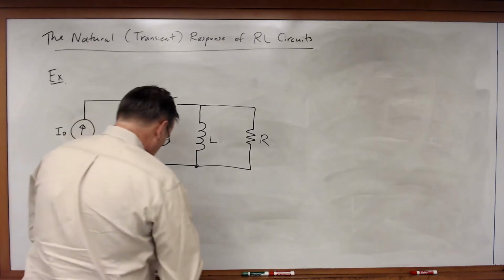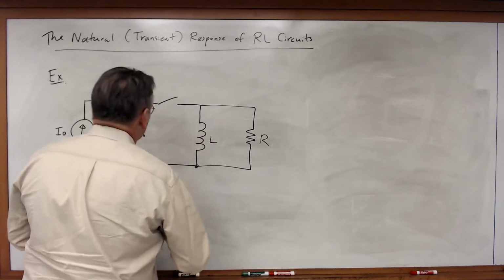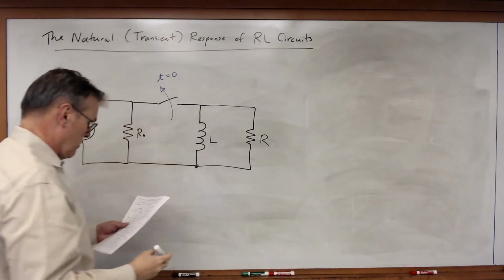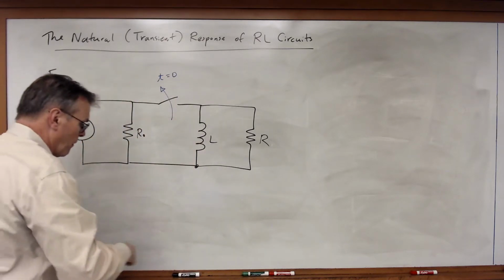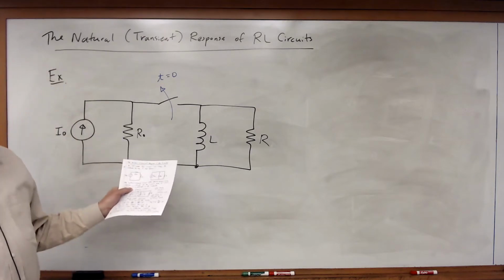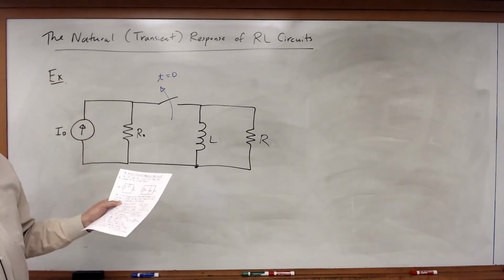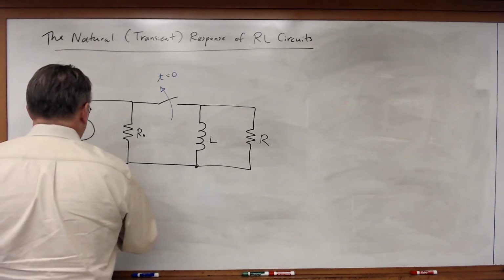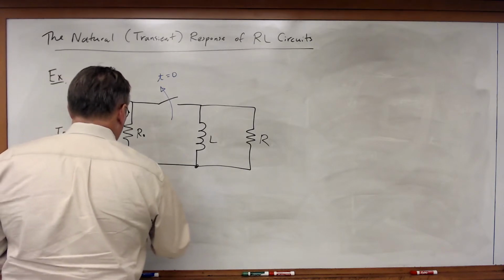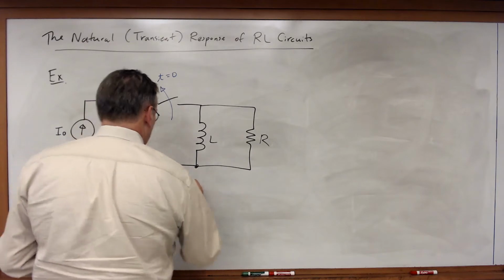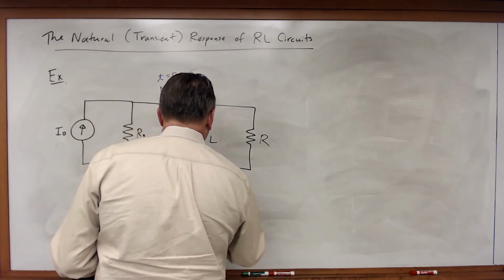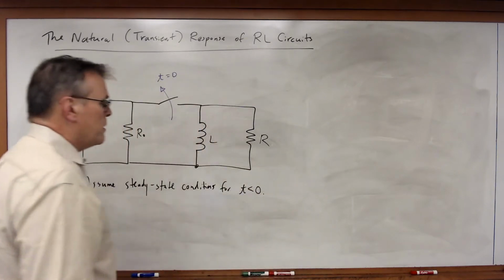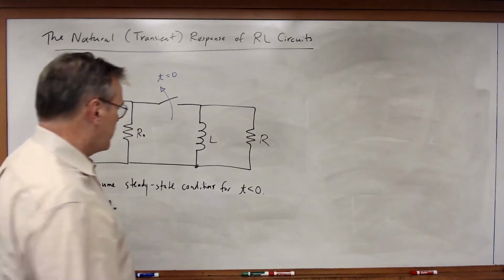So let's look at a circuit, and once again we're going to have a switch. In this case, it's a switch that's going to open up at time t equals 0. And just as we did before, we're going to assume for t less than 0 that this circuit is operating in steady state conditions. So in steady state conditions, nothing's changing.